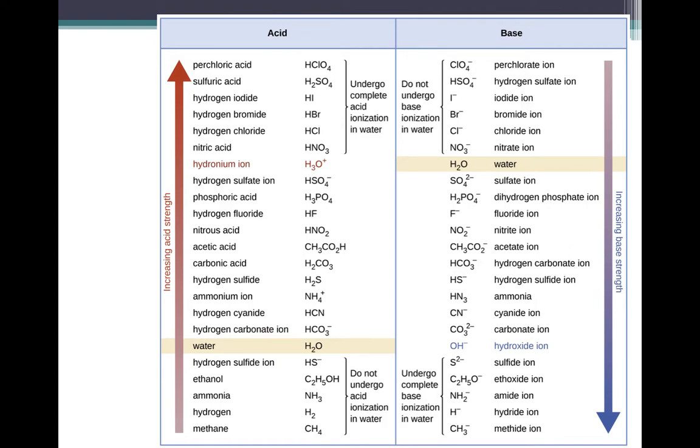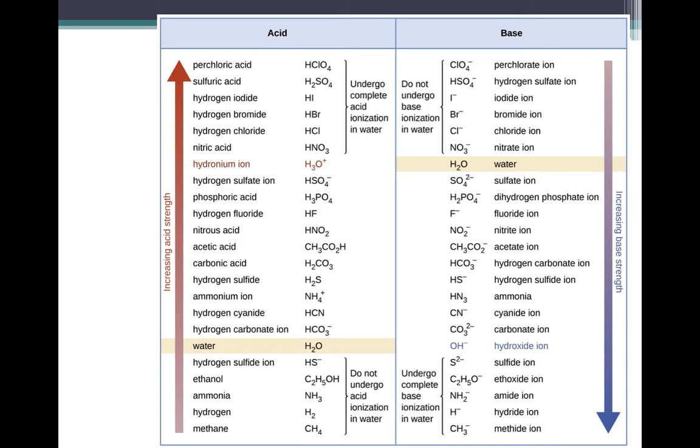You'll notice here we have some very strong acids that completely dissociate, and there we see the hydronium ion after nitric acid. Then we have a number of acids, then we have water, then we have another number of acids that do not undergo acid ionization in water. Then we get to the very weak conjugate bases of our strong acids, and they do not pick up a hydrogen ion in solution and return to their acidic state.